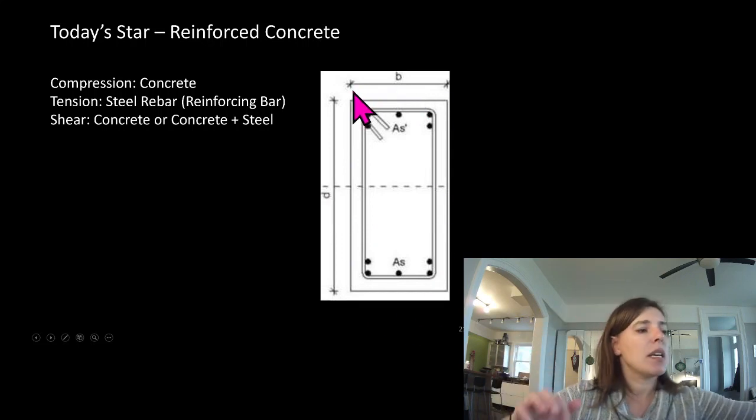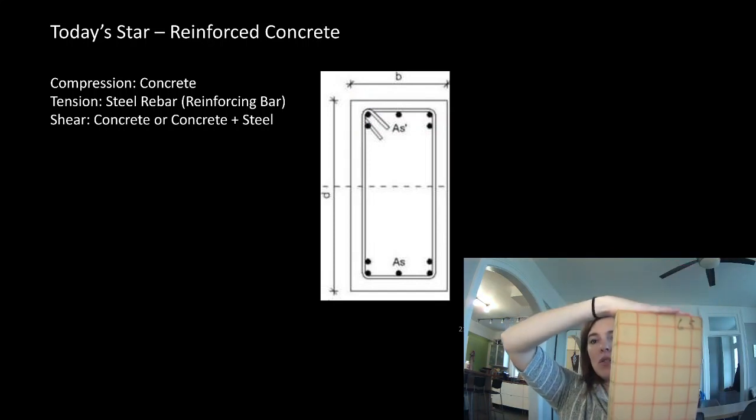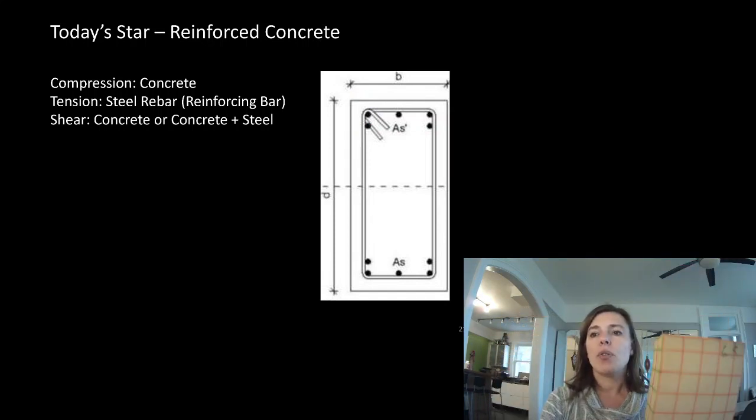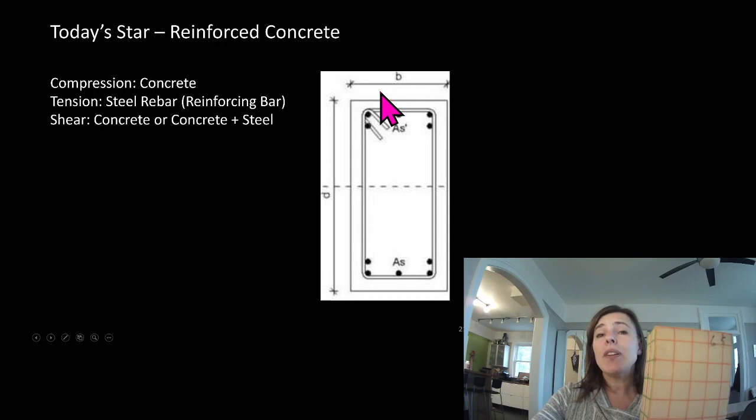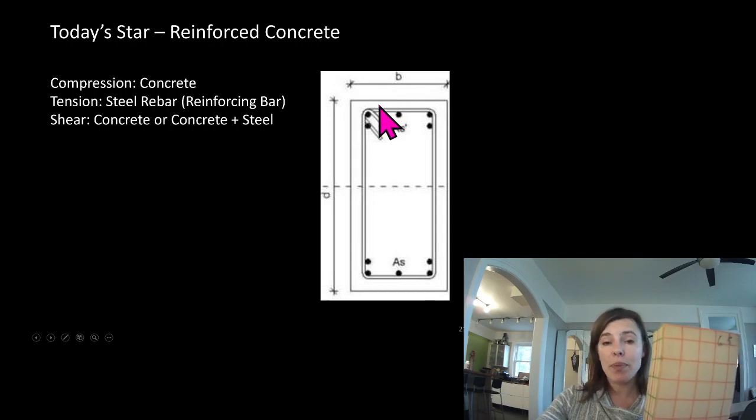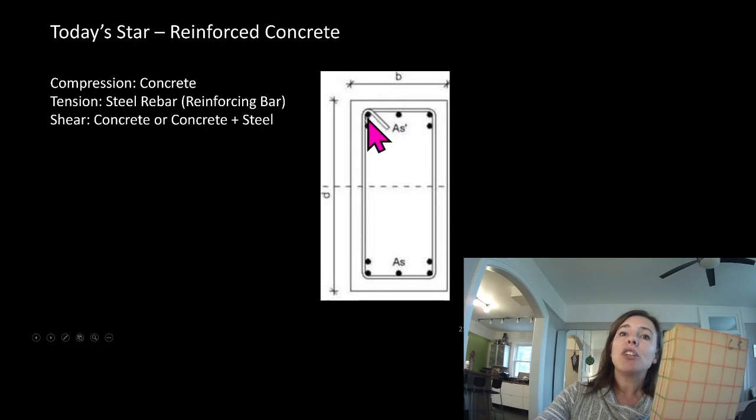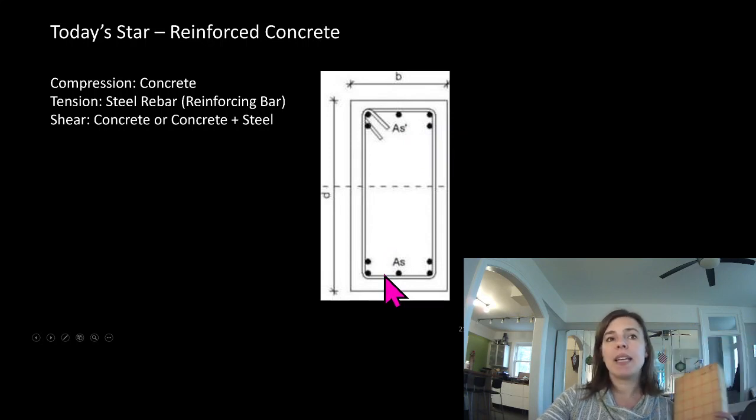If it is in compression, so we're squashing it like this, there is load sharing happening. Even though it is composite, it doesn't matter because it's just going to share the load based on its cross-sectional area and its stiffness. We actually often don't count on these pieces of steel rebar. As much as they're there, we don't often count on them. Sometimes we do, sometimes we don't, but mostly we'll just count on the cross-sectional area of the concrete.